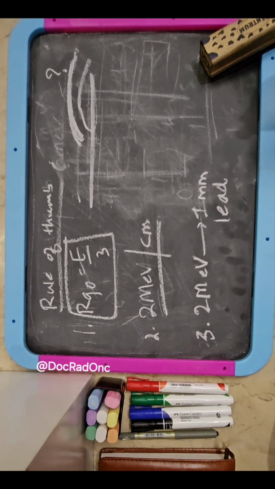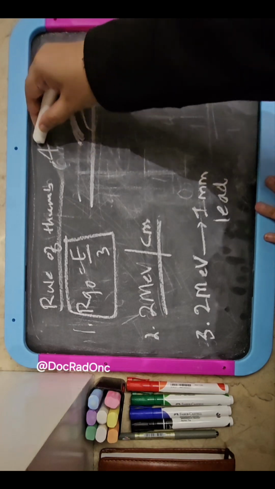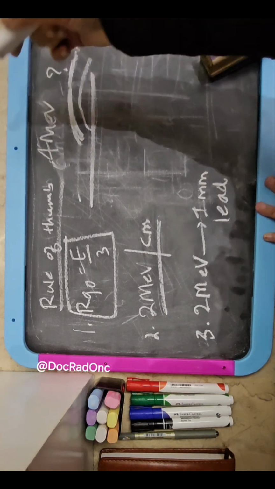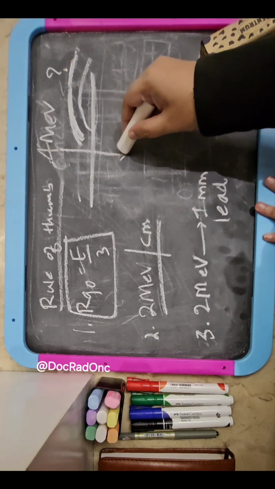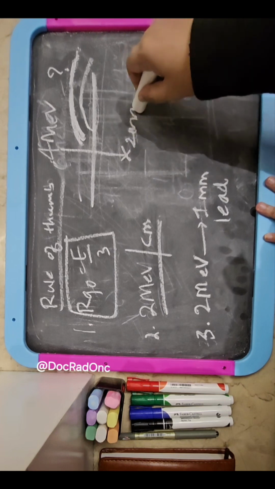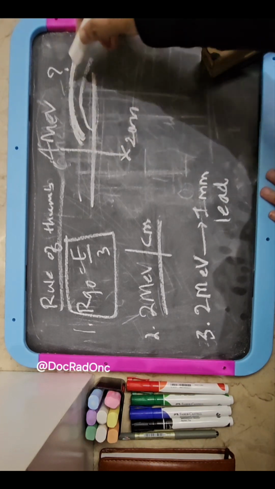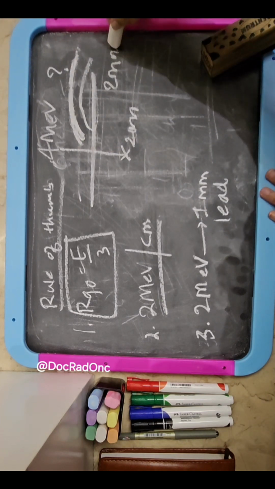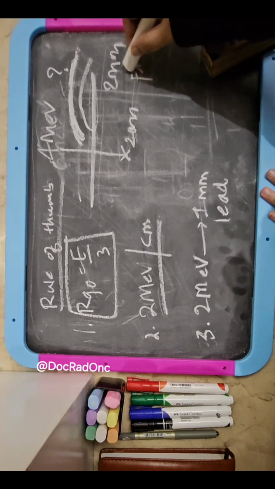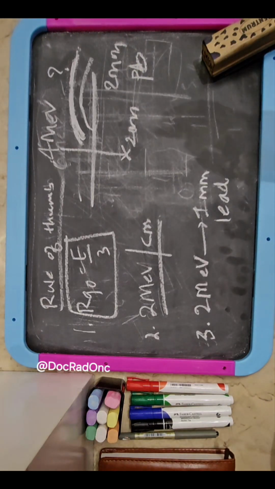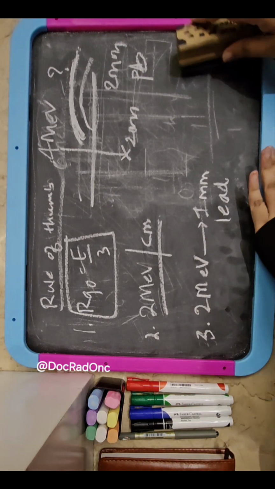Alright, so if I am using a 4 MeV electron beam to treat at a depth of 2 centimeter, then you will need 2 mm thickness of lead. So that's the third rule of thumb.